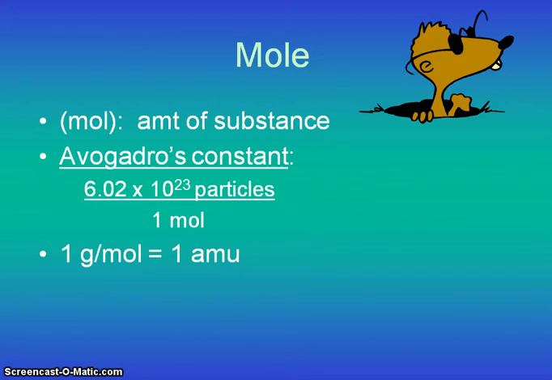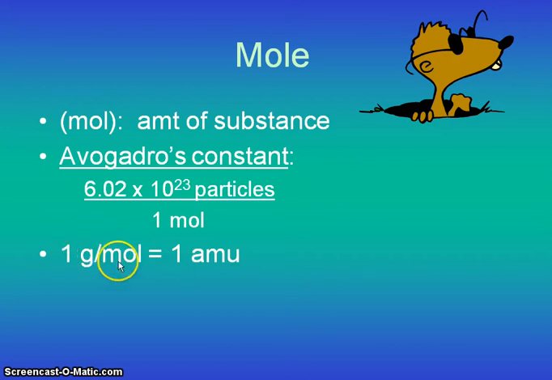A mole is the SI unit for amount of substance. One value that's going to be important for you to remember is Avogadro's constant. We're going to be using this quite a bit throughout the semester. Avogadro's constant is 6.02 times 10 to the 23rd particles per mole. This might be atoms in a mole, molecules in a mole, formula units in a mole, some type of particles within that mole.